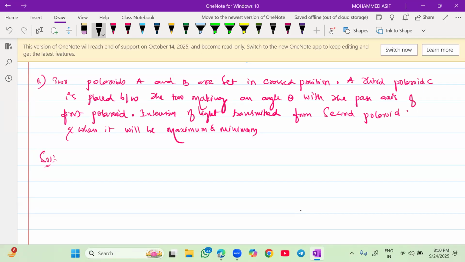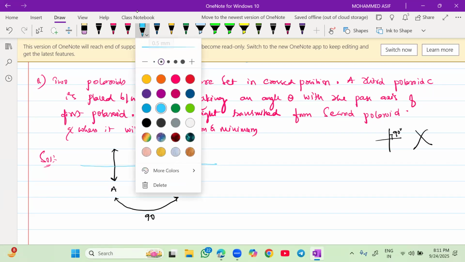What is the problem telling? We have two polaroids, A and B. I'm drawing the polaroids in the form of an arrow mark to understand better. This is the polaroid A, and there is another polaroid, B. They are in cross position. Cross position means like this, plus like this, or like this. That means the angle between A and B is how much, beta? 90 degrees. So initially the angle between A and B is 90 degrees. And the ray of light passes through like this. Am I clear?